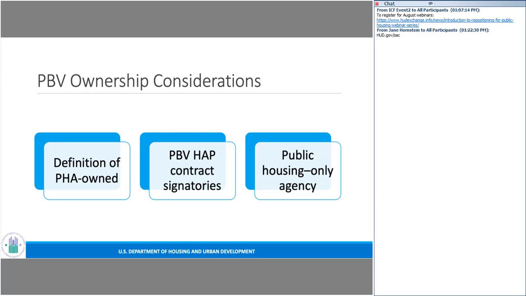For PBV ownership considerations, just to reiterate what Will said earlier, you can keep it as a PHA if you choose to. That's really your choice. The PBV contract signatories is a big issue that you do need to work out and make sure that there are 2 separate entities signing that contract. So you need to work through how that's going to work. And again, if it's a public housing only agency, then you'll need to find a partner, and the field offices can assist with that.